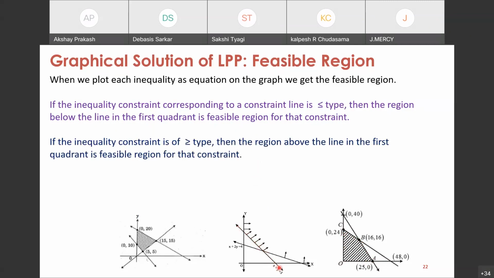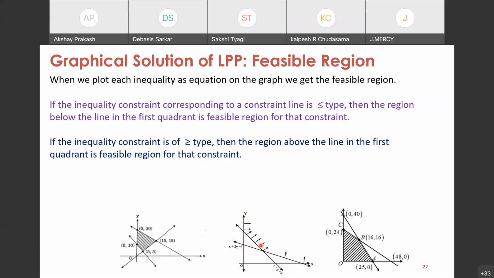See, this one corresponds to a greater-or-equal-to type constraint. So x plus y is greater than or equal to 3. This line is basically x plus y greater than or equal to 3, so I plot it as x plus y equal to 3, plot it as an equation, and then take this side, the region above the line, as the feasible region. Similarly, this line corresponds to x plus 2y greater than or equal to 4, so this entire region above this line is feasible.